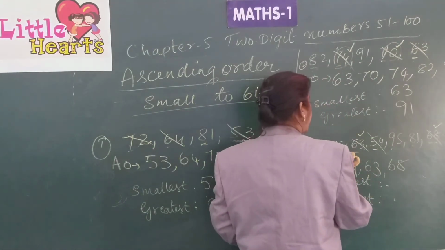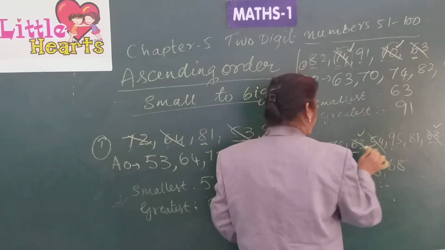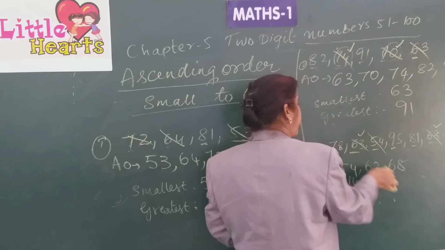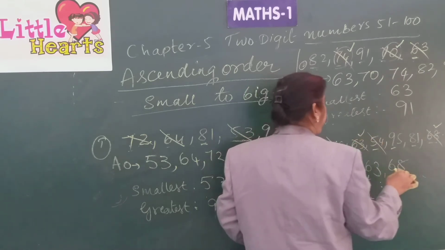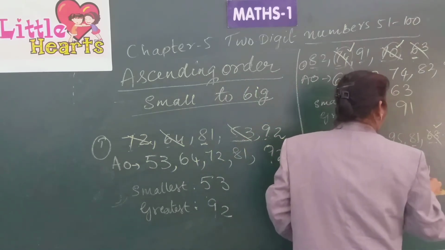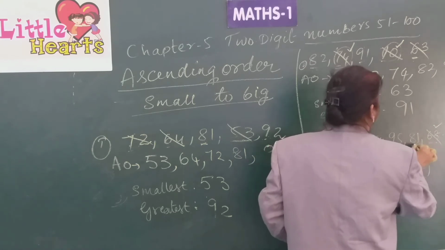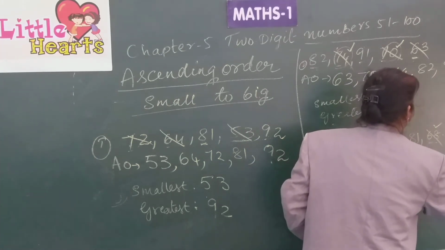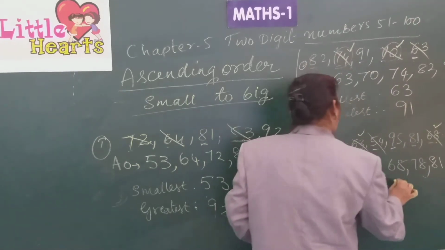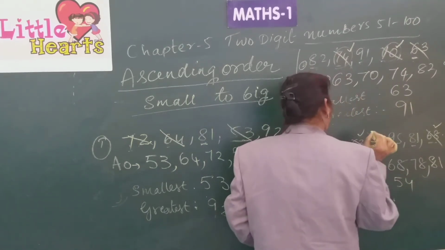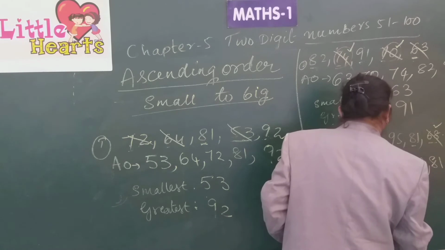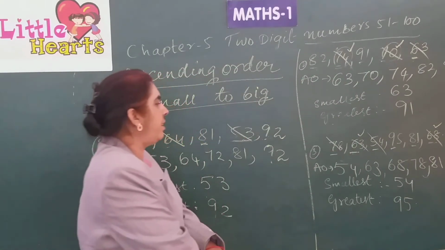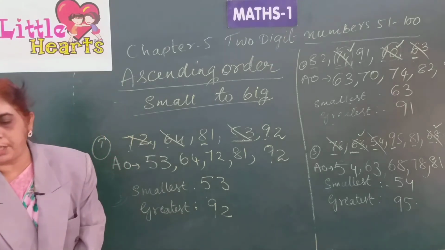Now compare these. Next 3 numbers are left over here. 7, 9 and 8. Which comes next after 68? 78. Among 9 and 8, 8 comes first. 81, 95 last. So smallest is 54 and greatest is 95. So in this way you can arrange a set of numbers in ascending order.